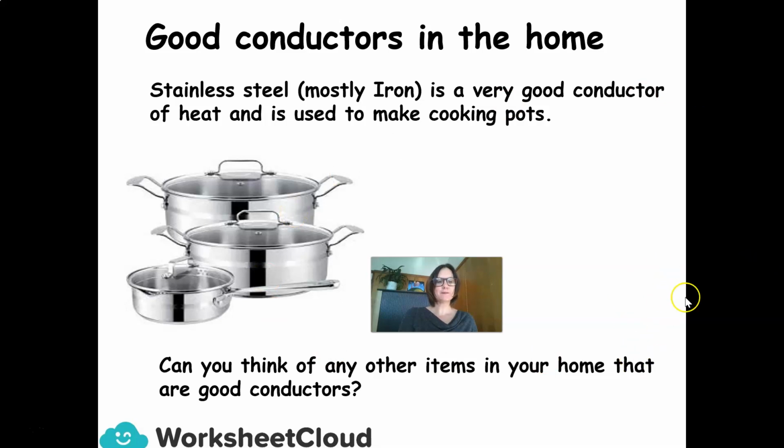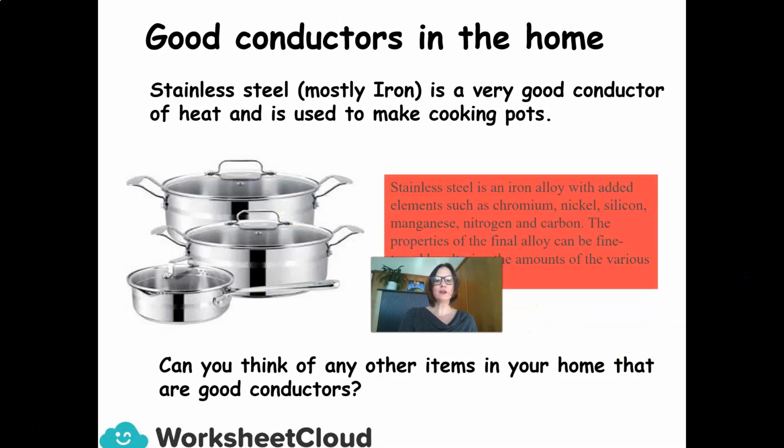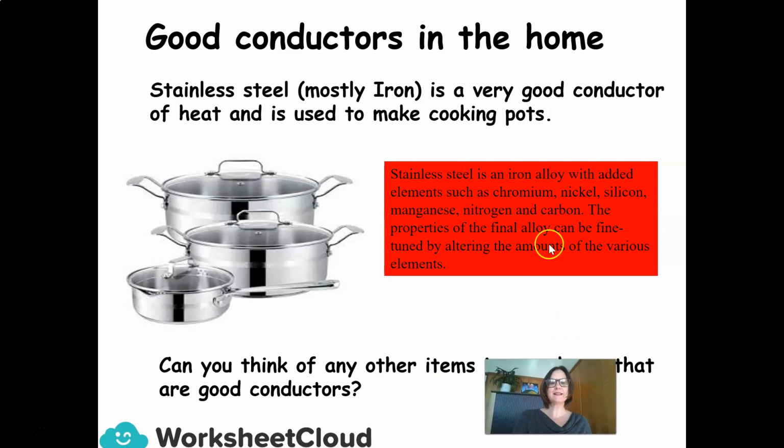Now I want to put in a little reminder for you about what stainless steel is. Remember, we did this in one of our earlier lessons. It is an iron alloy with added elements. Remember what an alloy is? Made up of 2 or more elements, such as chromium, nickel, silicon, manganese, nitrogen, and carbon, all added to stainless steel. The properties of this final alloy can be fine-tuned by altering the amounts of the various elements.